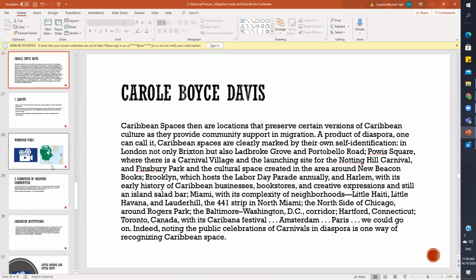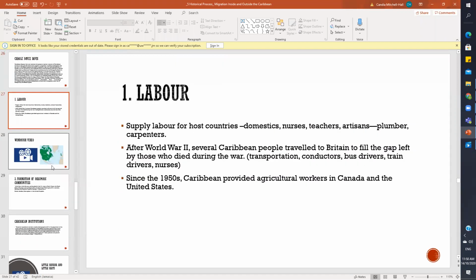Also, we have always provided these societies with labor. And I believe that is one of our, well, I shouldn't say the greatest, but one of our most important contributions, that we have provided them with labor at every single level. Caribbean people have provided these societies with labor.